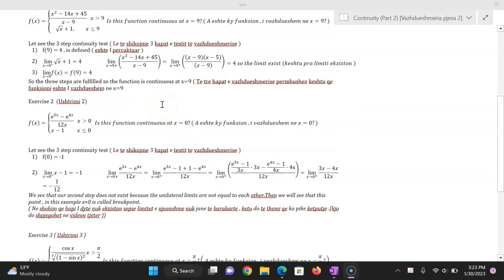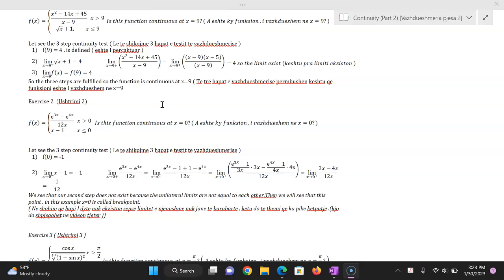Okay, move on to exercise 2. We have the function f of x equal to e to the 3x minus e to the 4x over 12x for x greater than 0, and x minus 1 for x less than or equal to 0. Now the question is: is this function continuous at x equals 0? Well, let's see the 3-step continuity test again. f of 0 is equal to minus 1, so that is defined.